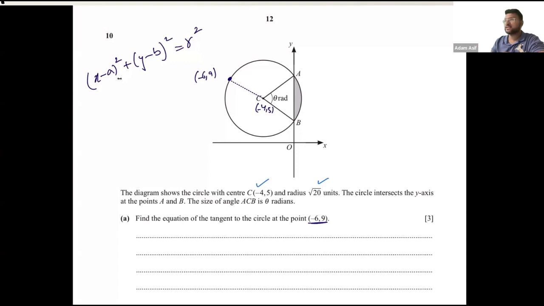What am I going to call this line? Radius. Do you remember the property of the radius and the tangent? What is the angle between the radius and the tangent? 90 degrees. So can I say these two are perpendicular lines?